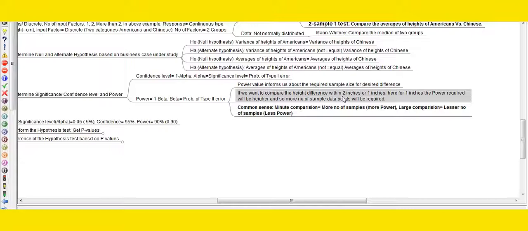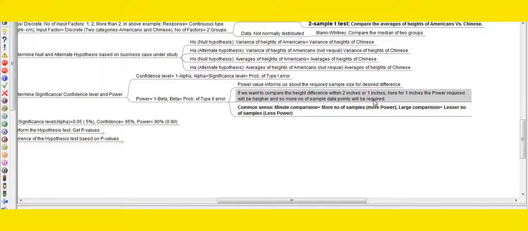So when we want to compare a difference of 2 inches, we have to take a lesser sample size. Suppose we want to check minute differences, like 1 inch here, then we need to take more samples. More samples means more power is required.